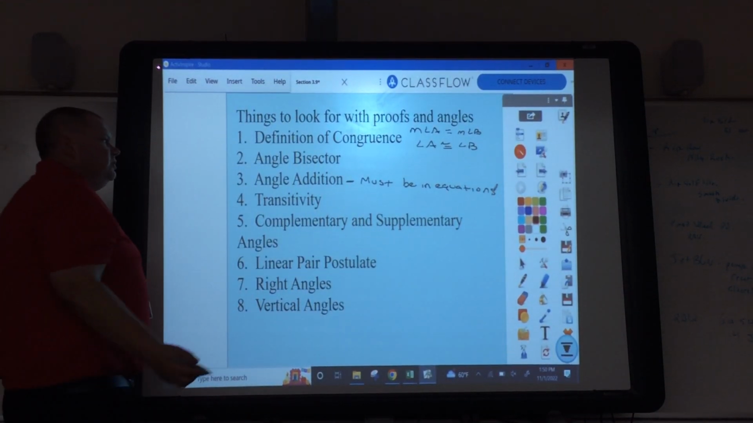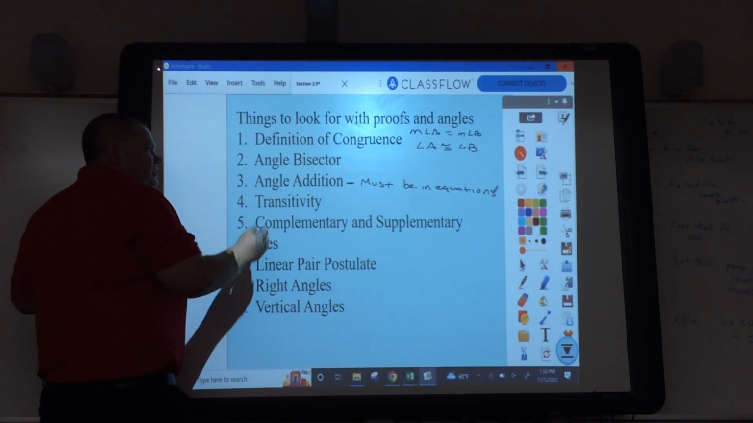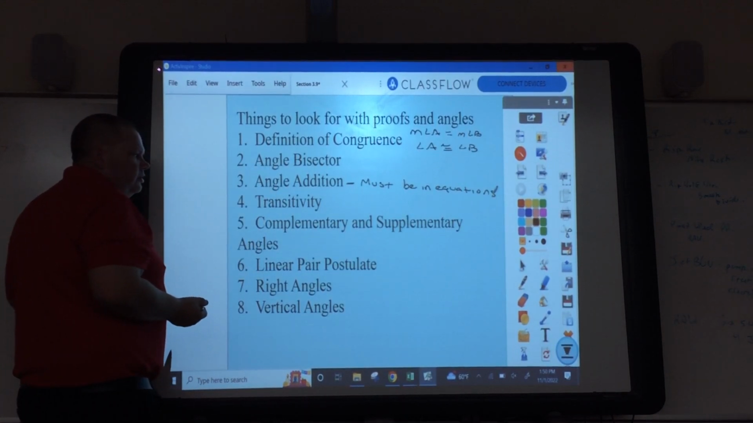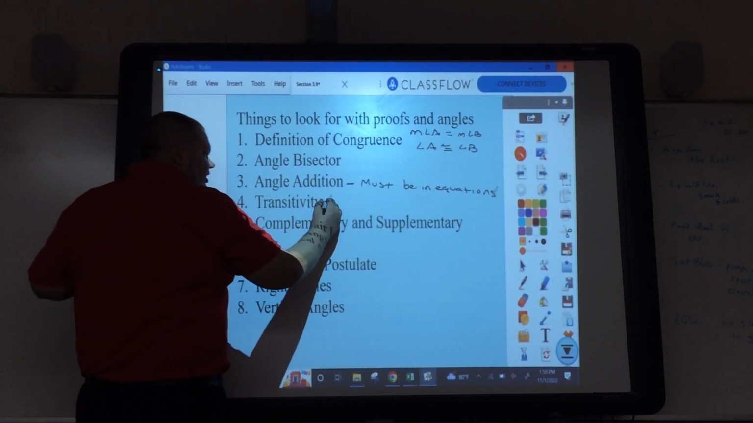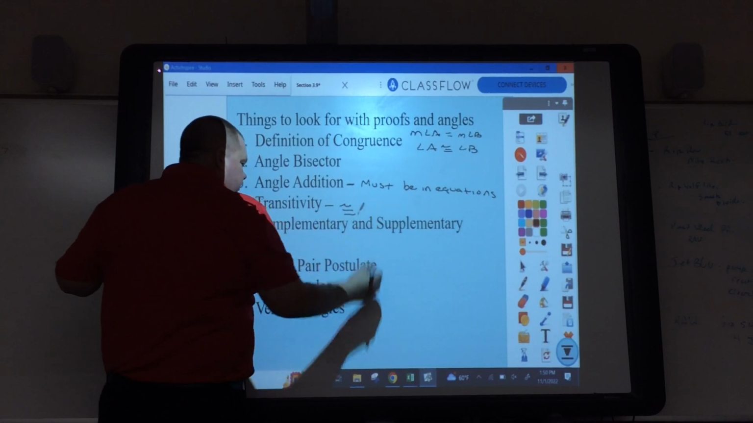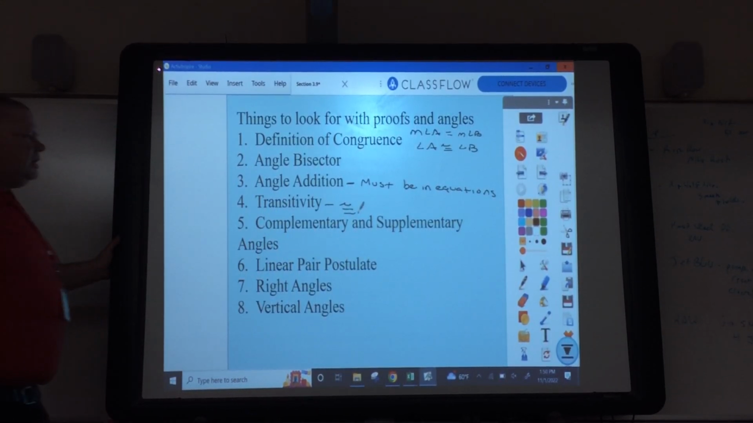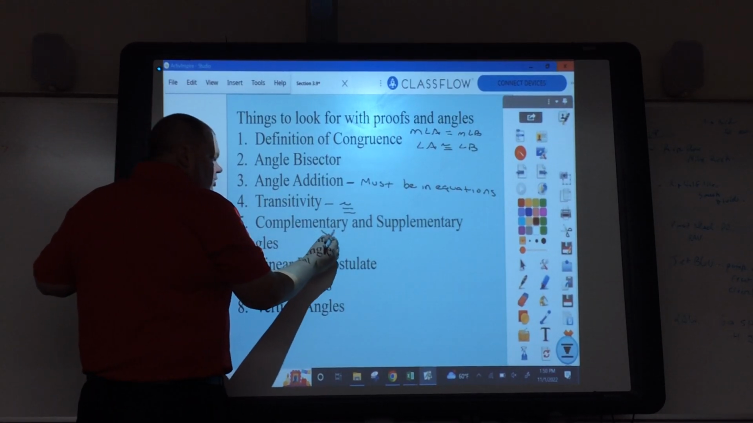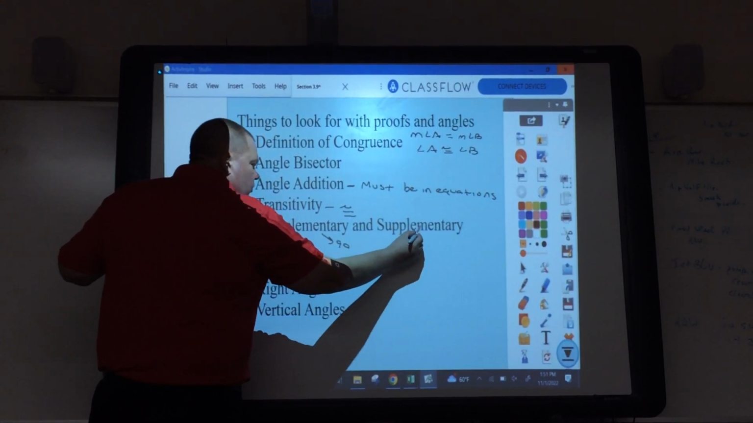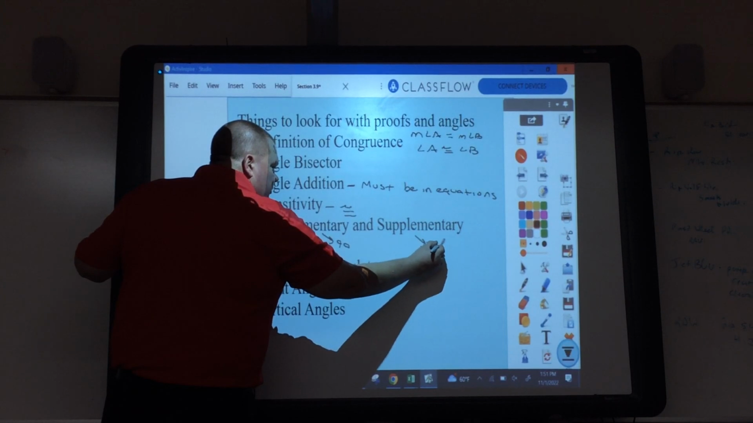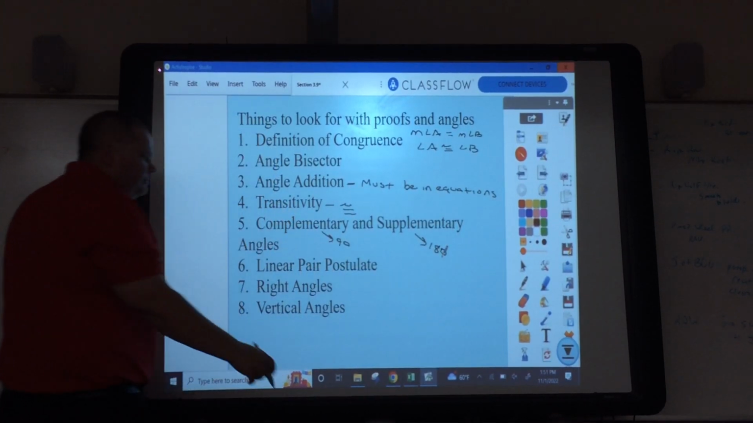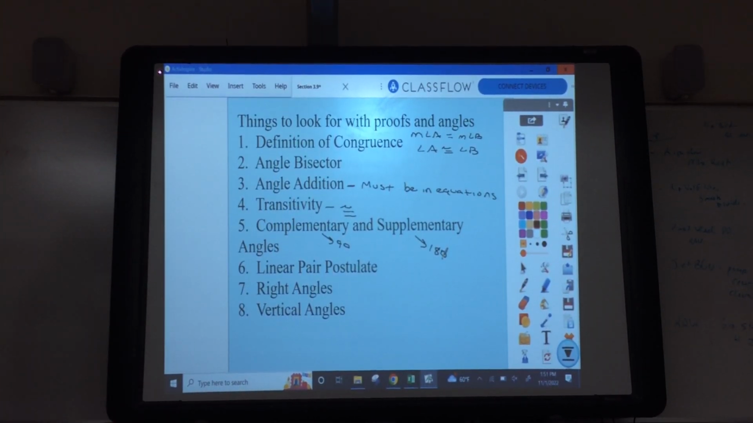Okay, the angle bisector definition just says that the two angles are congruent. Transitive property, again, applies with congruent statements. Okay, if you have an equal sign there, it's going to be a substitution. Complementary angles, remember, add up to 90 degrees. You'll use the definition once in a while. Supplementary angles will probably show up more than complementary angles, but they add up to 180 degrees.